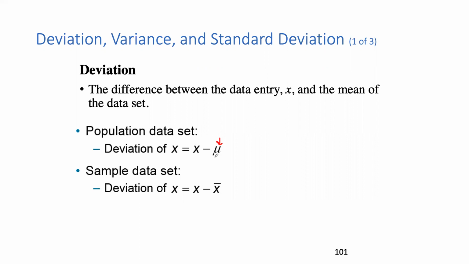One key thing to note here is the difference in notation. The Greek letter mu here refers to the population mean. So if we have a population data set, we use the letter mu to represent the population mean. If we have a sample data set, we use x bar to represent the sample mean. Just make sure you know this is not merely notation. There's a big difference between whether you're dealing with a population data set and a sample data set.